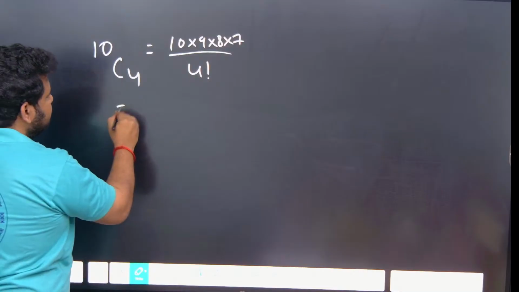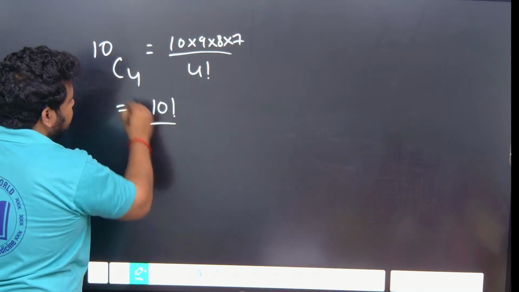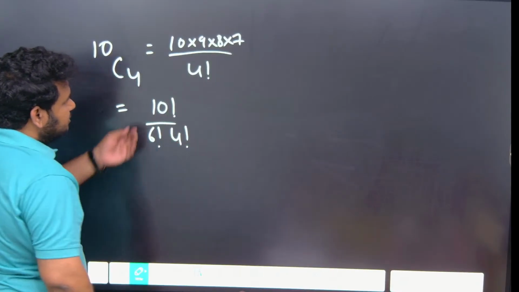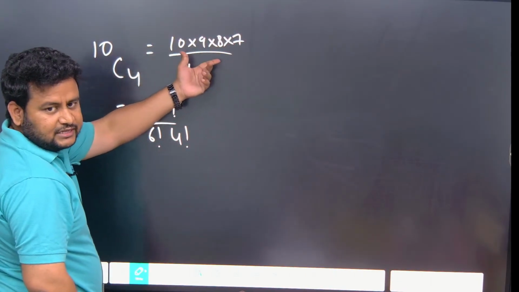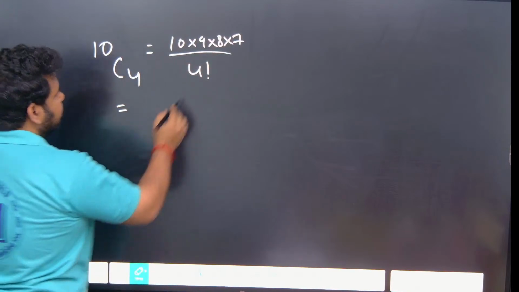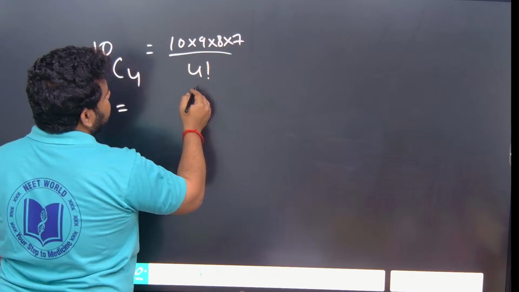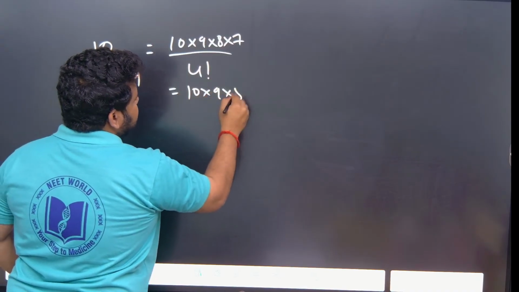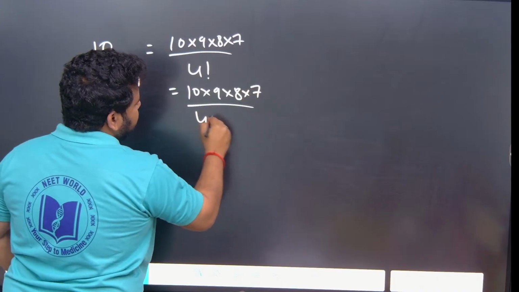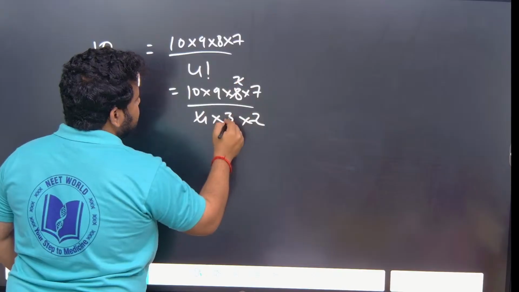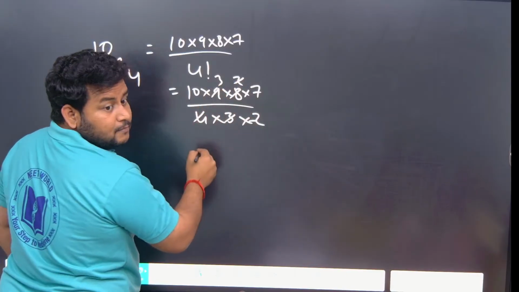Instead of doing the formula, that is 10 factorial by (10 minus 4) factorial, 6 factorial into 4 factorial, do it this way. We will get the answer easily. So this can be written as what? 4 factorial is what? 24. Or you can write it as 10 into 9 into 8 into 7 divided by 4 into 3 into 2. So 4 1s are 4, 2 2s are 4, 3 1s are 3.